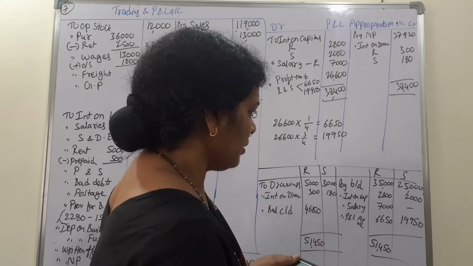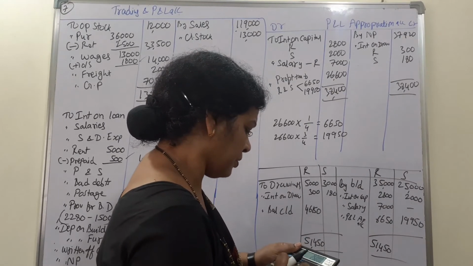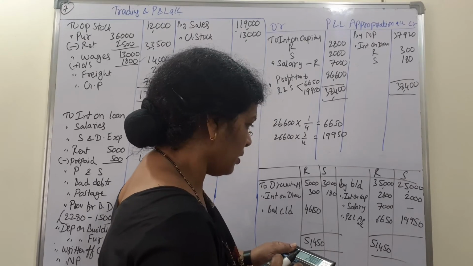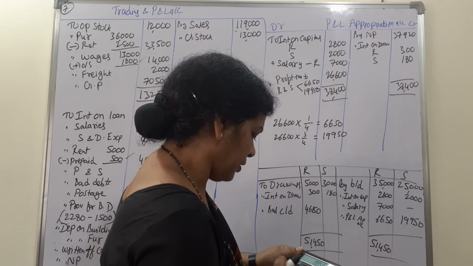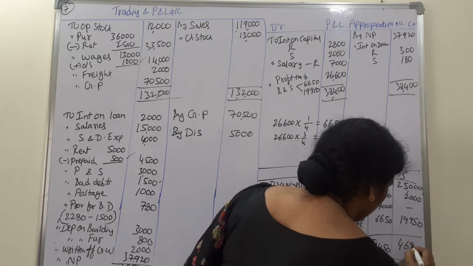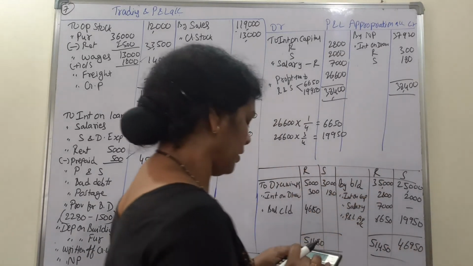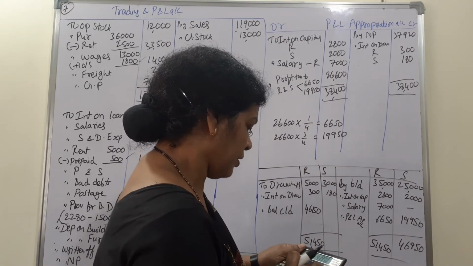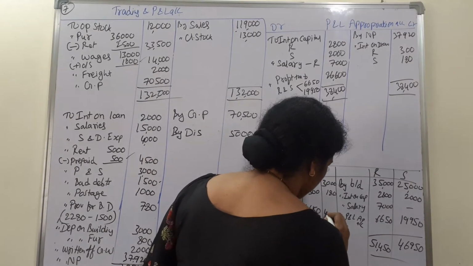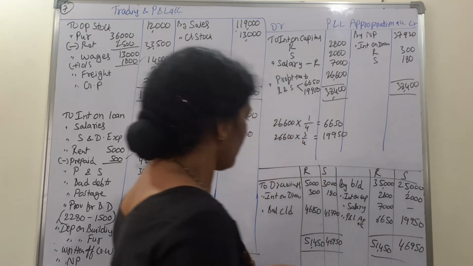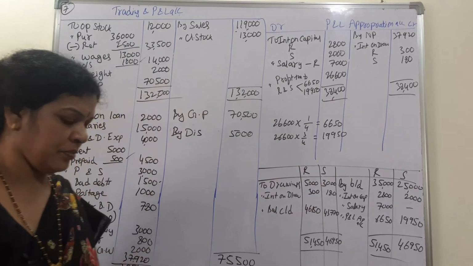And in the same way, Suresh, 25,000, 2,000, 19,950, 46,950. 46,950 minus 3,180, 43,770. These two are the assets.